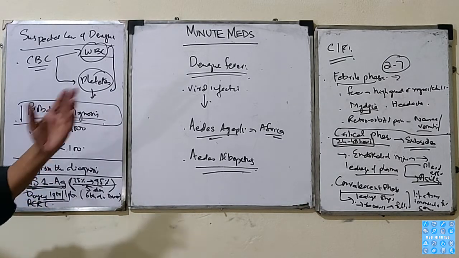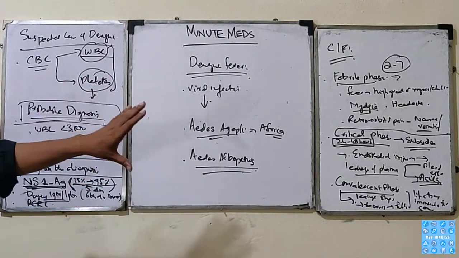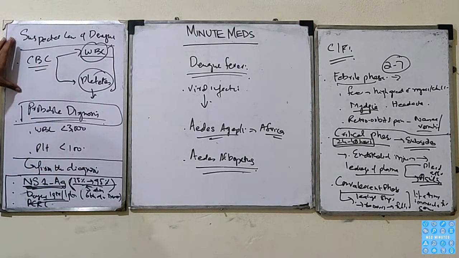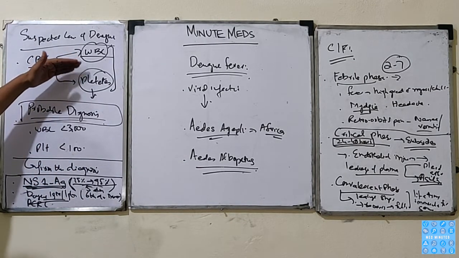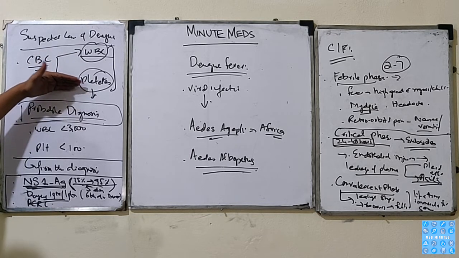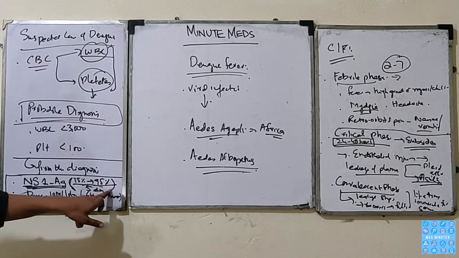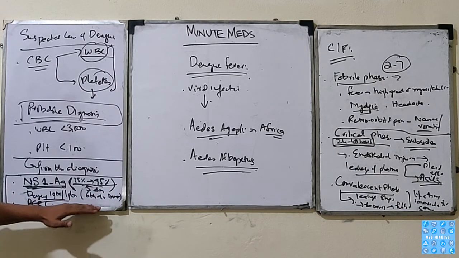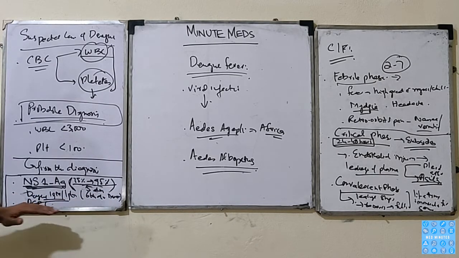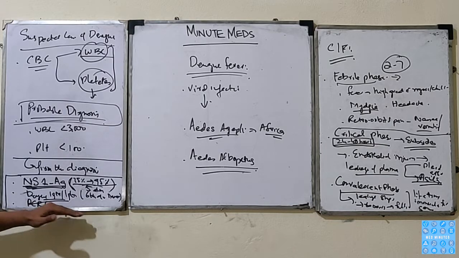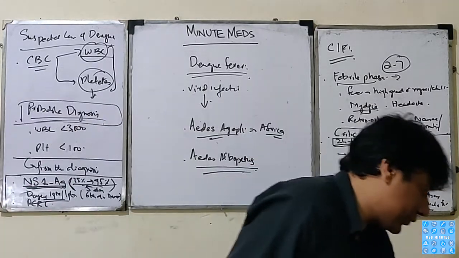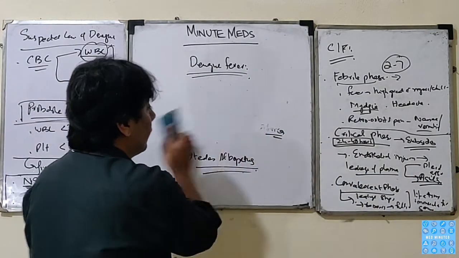So that's how it goes. The patient comes, we suspect dengue fever, and we go for a complete blood count. If the WBC is less than 3000 and the platelets are less than 100, we label the patient as a probable case of dengue fever, and we confirm by doing the NS1 antigen if the history of fever is up to 5 days. If the history is more than 6 days, then we go for the dengue IgM and IgG antibodies.